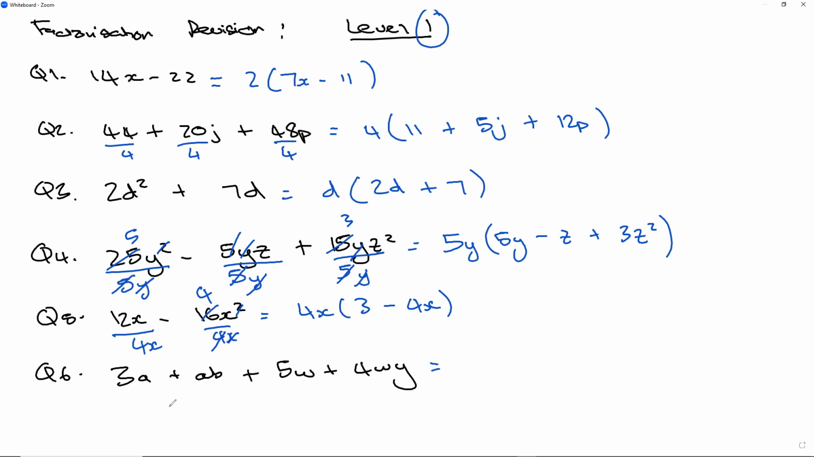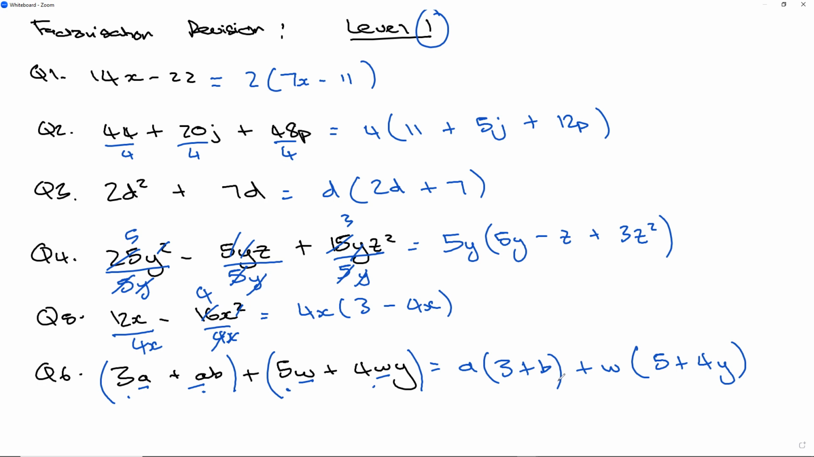All right, next. This question sounds a little bit trickier. We have nothing common in terms of coefficients between the 4 terms, but I can put a bracket around the first 2 and a bracket around the second 2. There is a common a I can take out from the first bracket, leaving me with 3 plus b on the inside. And I can take out a common w from the second bracket, leaving me with 5 plus 4y. And those are my answers over there.